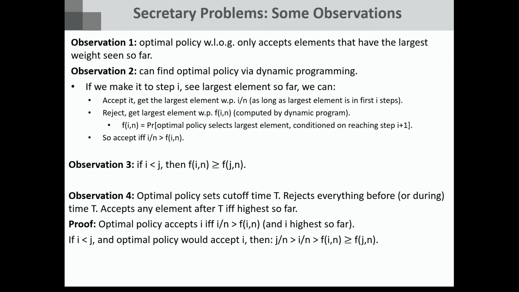Okay, so now if i is less than j, and the optimal policy would accept i, conditioned on being the highest so far, we get the following chain of inequalities using observation 3. So j over n is certainly larger than i over n. Because the optimal policy would accept i, i over n is at least as large as f of i n. And by observation 3, f of i n is at least as large as f of j n. So the outer two directly say that the optimal policy would also accept j if it was the highest so far. This means that whatever the minimum time step is at which the optimal policy would accept i, conditioned on being the highest so far, it will also accept anything after i, conditioned on being the highest so far.